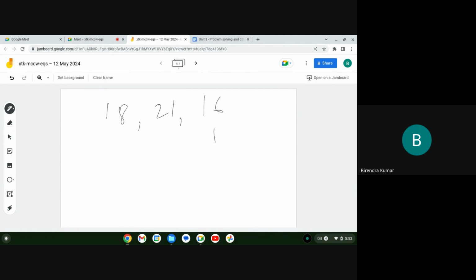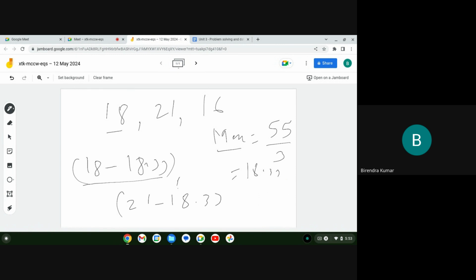What is the mean first? The mean is 18 plus 21 plus 16, 34 plus 21 is 55, divided by 3, that's 18.33. This is my mean. Now the mean absolute deviation: I'll pick up the first number and subtract this one. Second one is 21 minus 18.33. Third one is 16 minus 18.33. These are the deviations with the mean, and then I'll have to take an average of that.